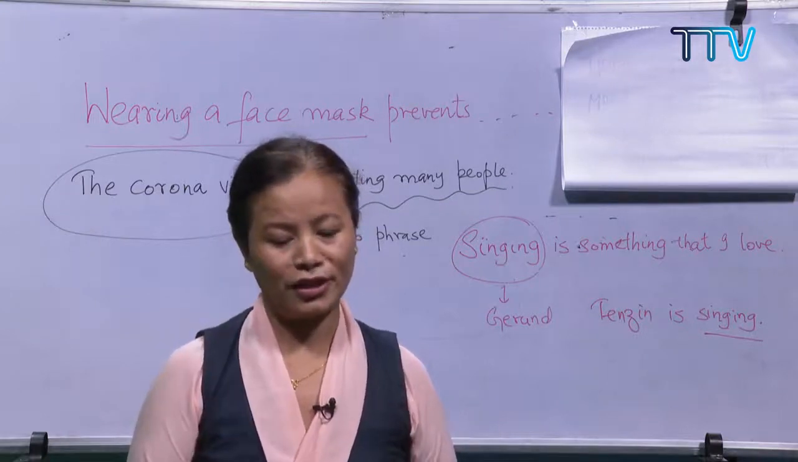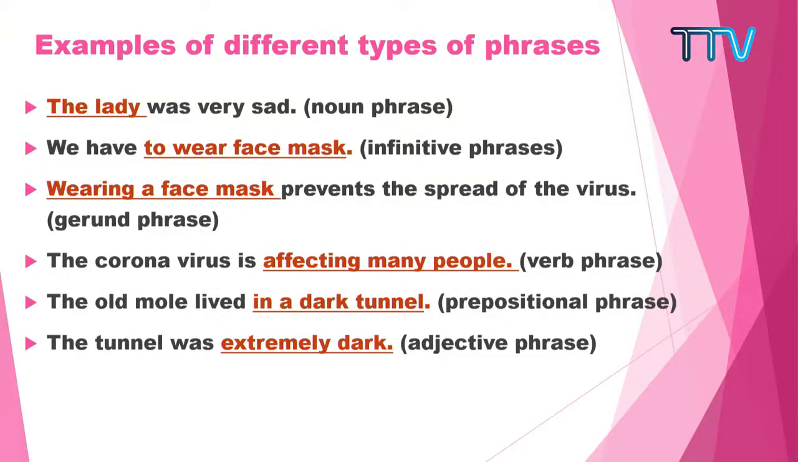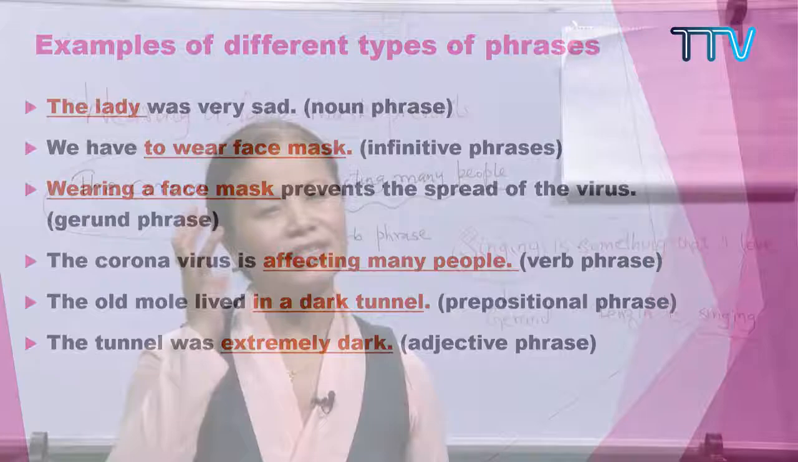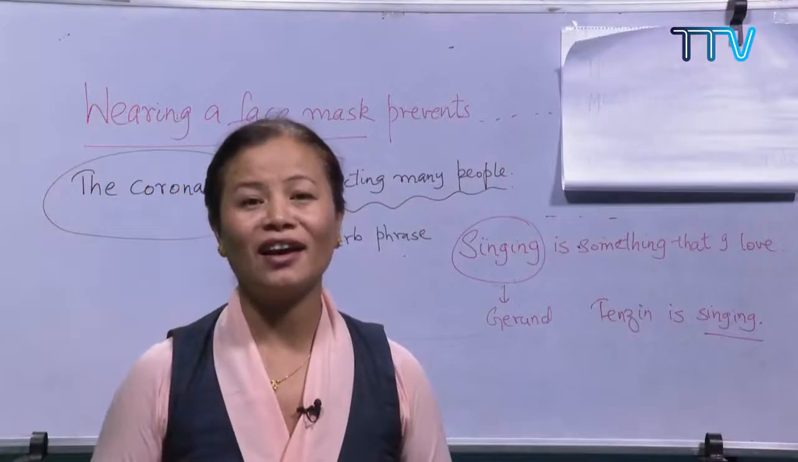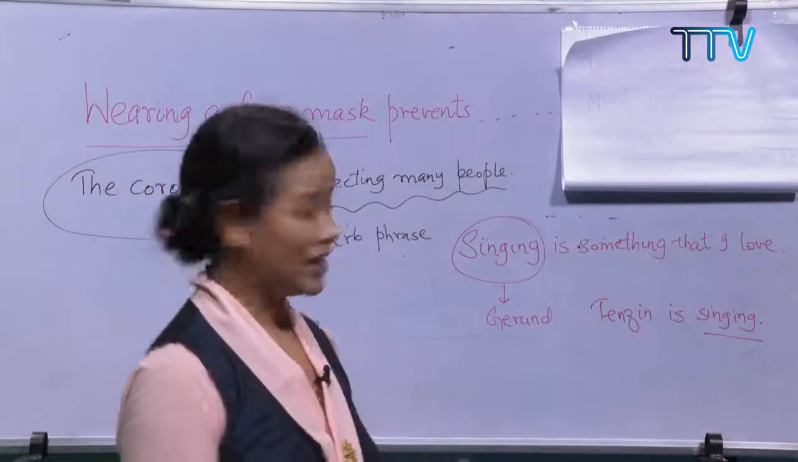And then, look at another sentence here. The tunnel was extremely dark. Okay, adjective phrase. Again, you can try why this is an adjective phrase. Extremely dark. Because now you know the meaning of adjective, isn't it? You all know what an adjective is. Keep that in mind and just think why extremely dark is an adjective phrase.